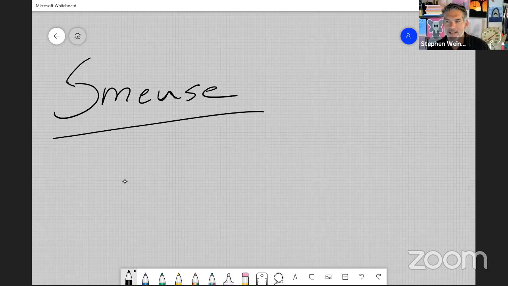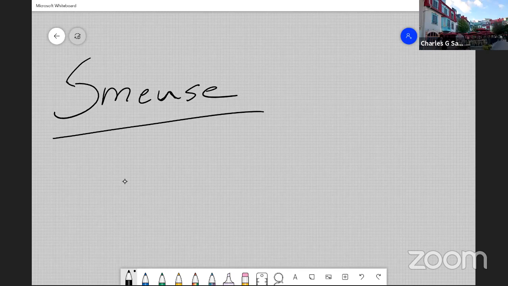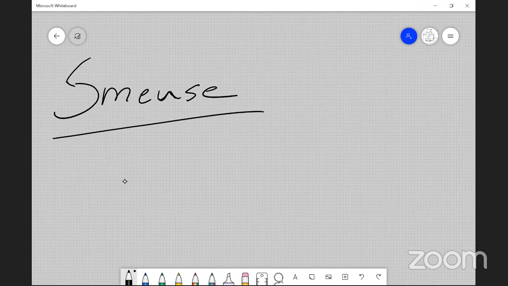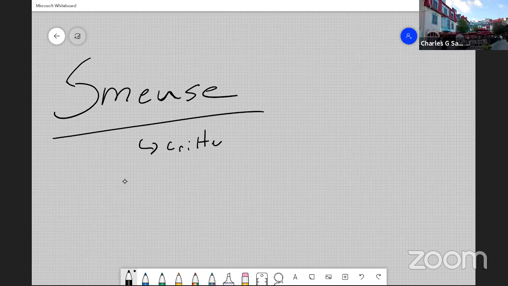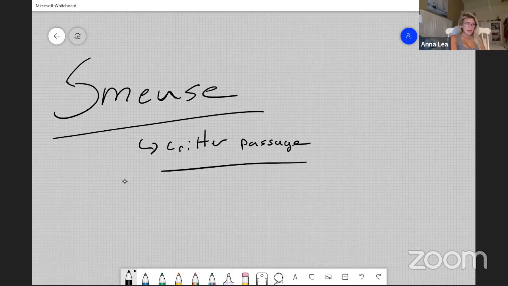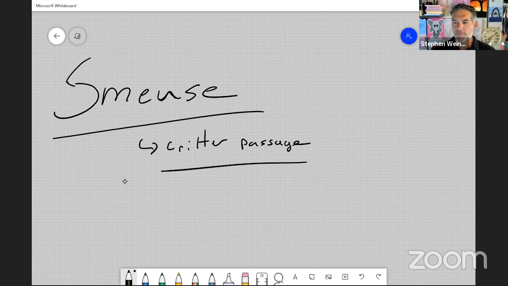Someone Googled it yet? I'm on it. I Googled it. It's a hole in a hedge or a wall. For what purpose? I'm going to continue to Google it. Is that one of your bike things? Nope. It's a passage made by an animal. Okay, so now this word, smooze, is a critter passageway through a hedge or a wall.